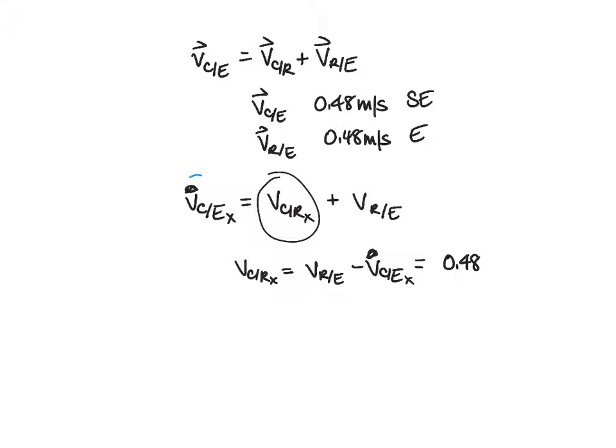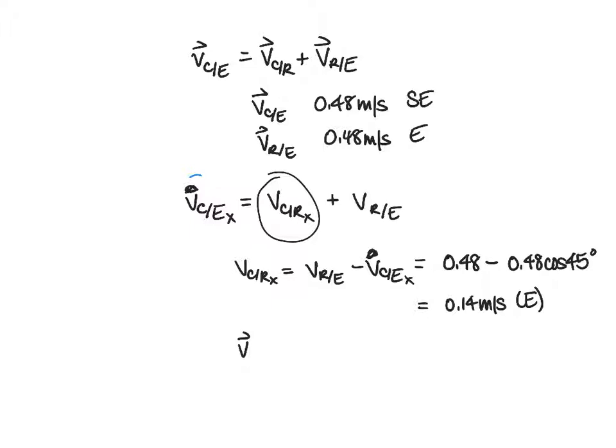And then we're going to subtract the velocity of the canoe with respect to Earth, which is going to be 0.48 times the cosine of 45 degrees. This is going to give me an answer of 0.14 meters per second. Since it's positive, it's going to be east.